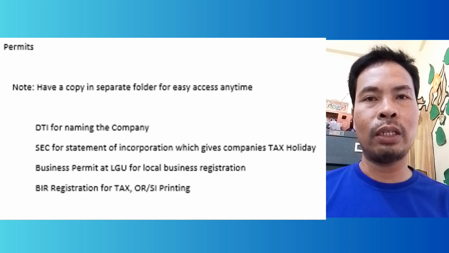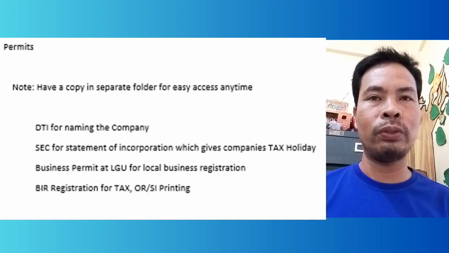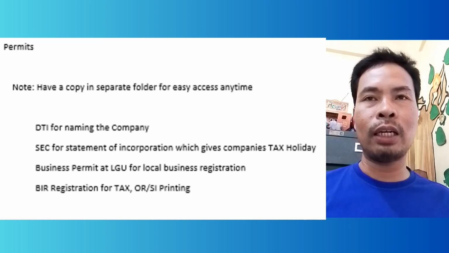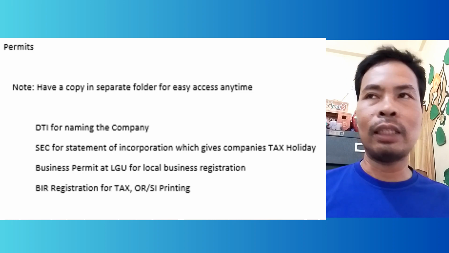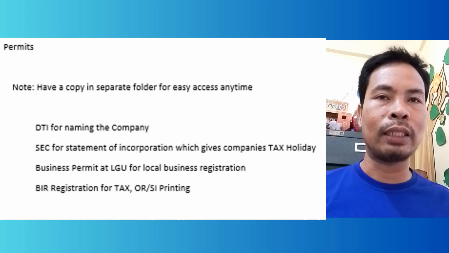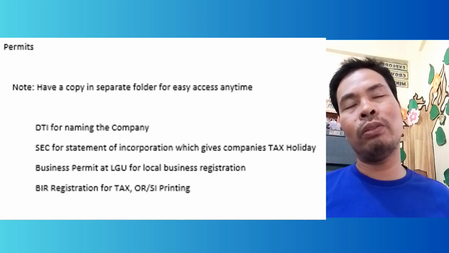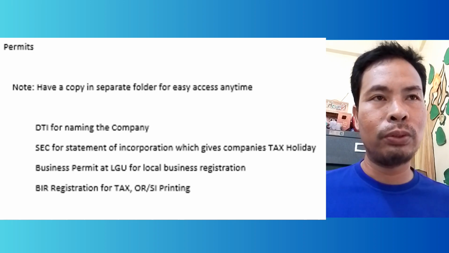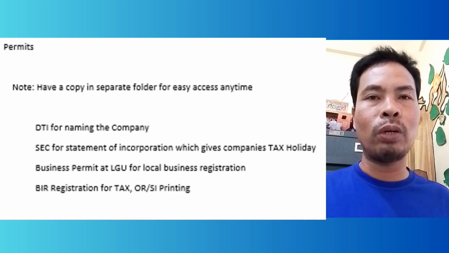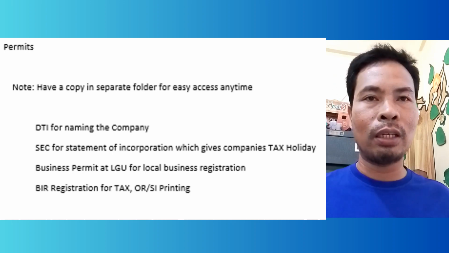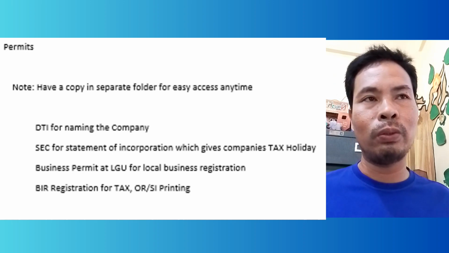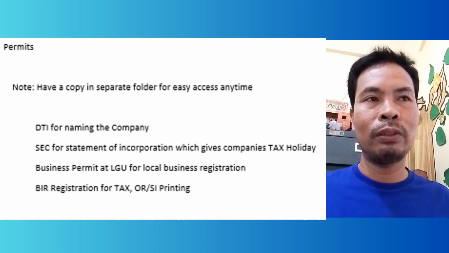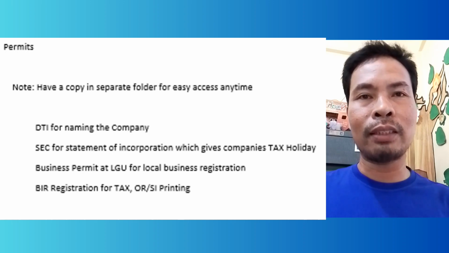And BIR registration, the sole purpose of this one is for taxation, and also for the printing of OR and SI. OR, the official receipt, for the services, and sales invoice for the products. That's why I mentioned lately that we should prefer those businesses who can issue an OR or sales invoice, so that during the tax computation, whatever you expense could not be taxed anymore. It's like you have a tax holiday.